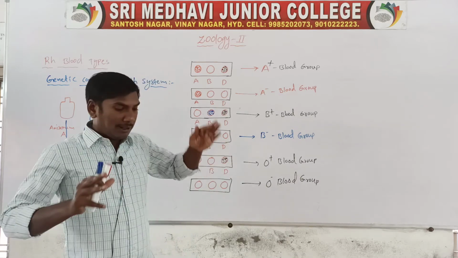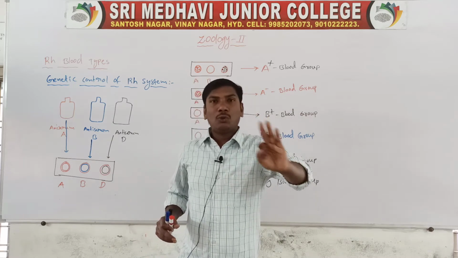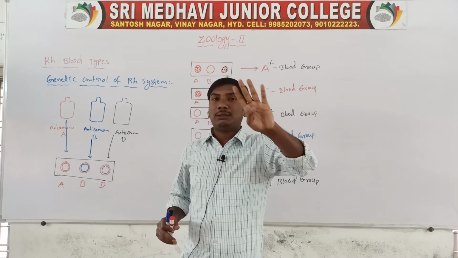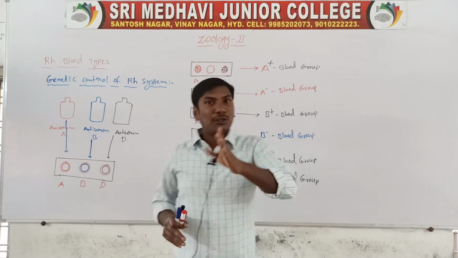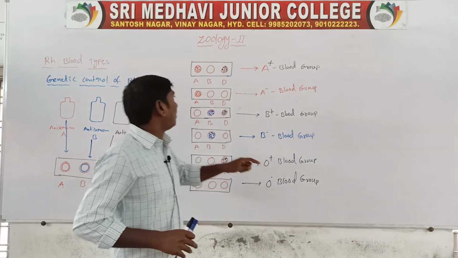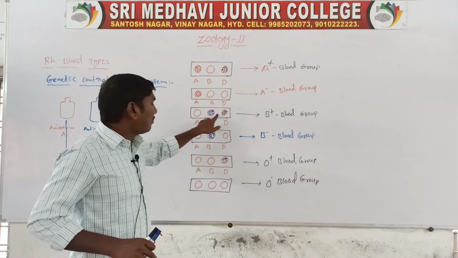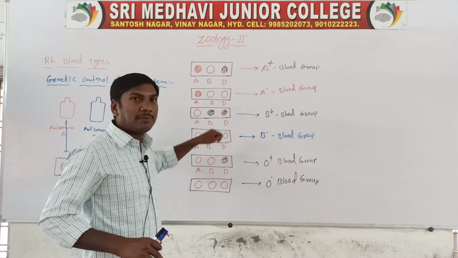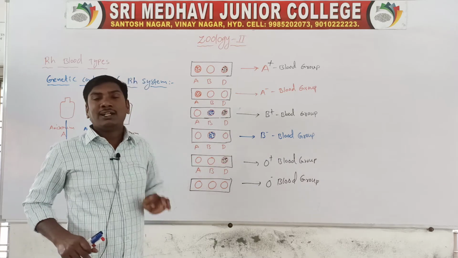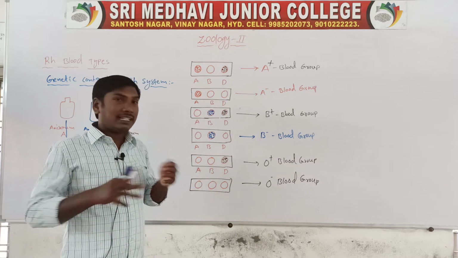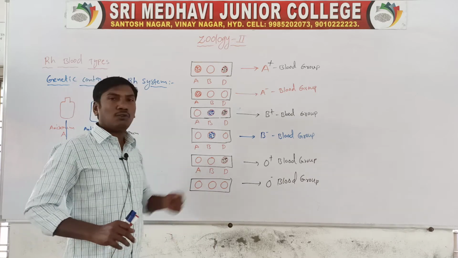First of all, the blood groups: A blood group, B blood group, AB blood group and O blood group. Four types of blood groups are present in the human population. The A blood group means clumping formation only in the A sample. The B blood group means clumping formation only in the B sample. O blood group means there is no clumping formation in A or B, so they are called O blood group.